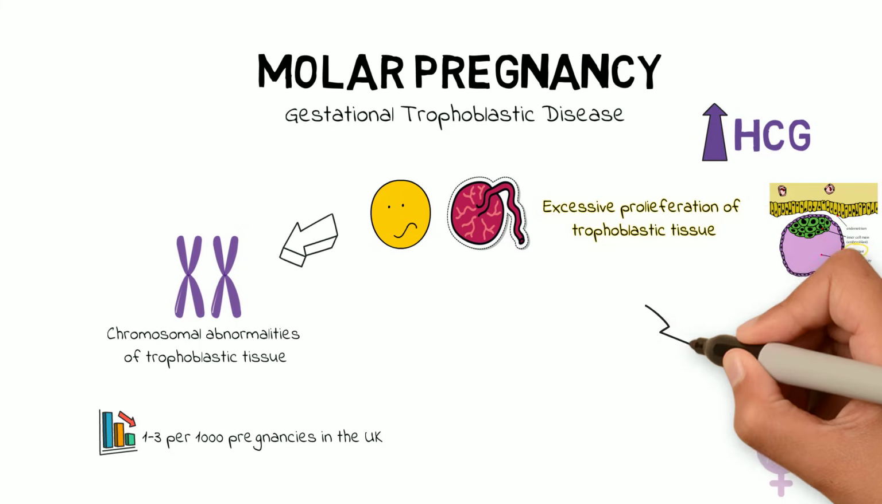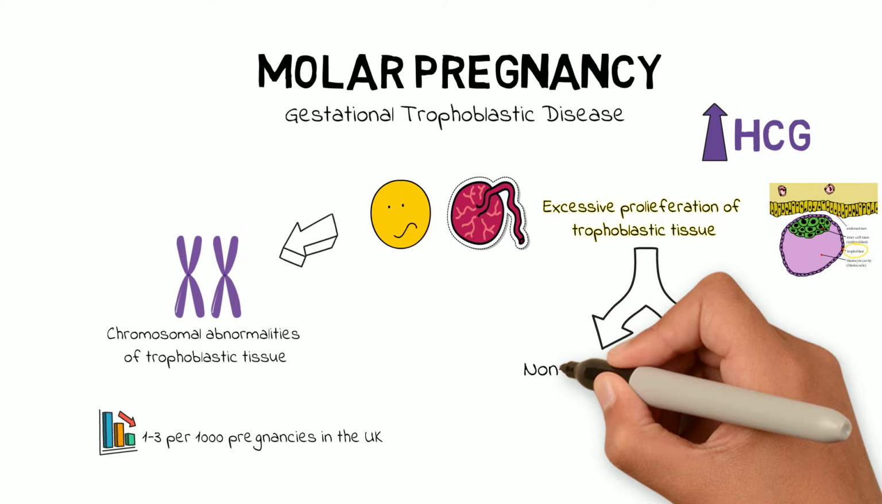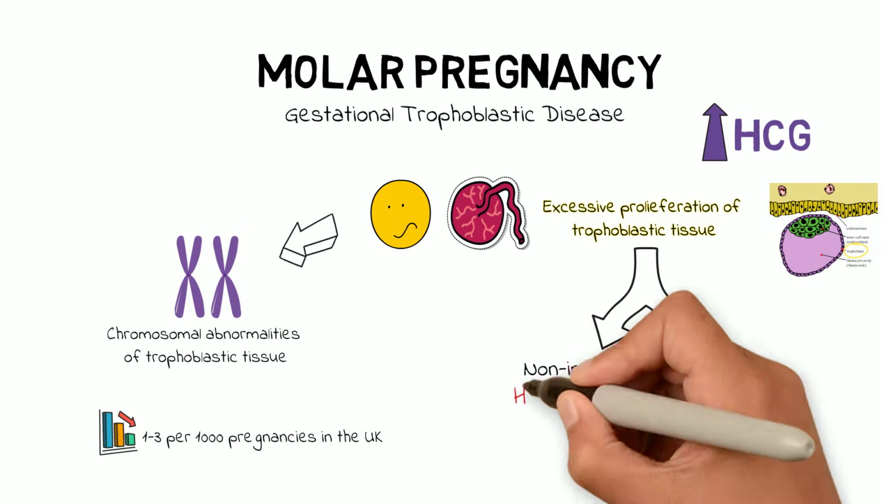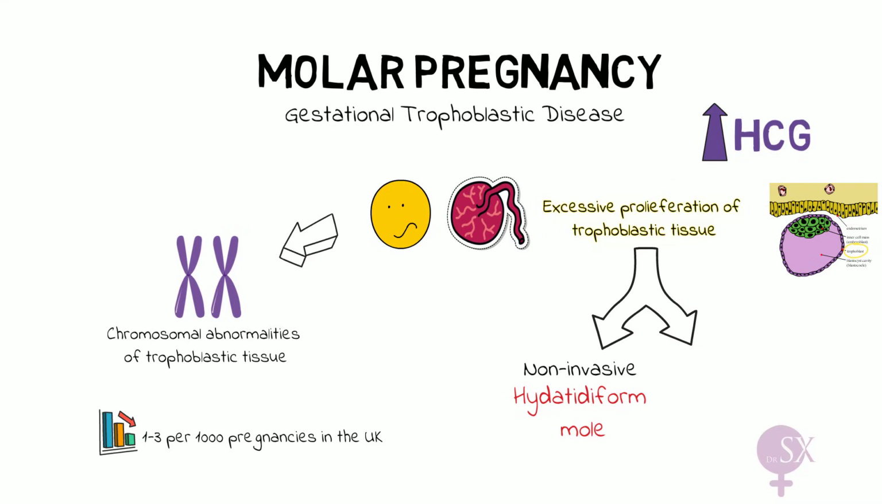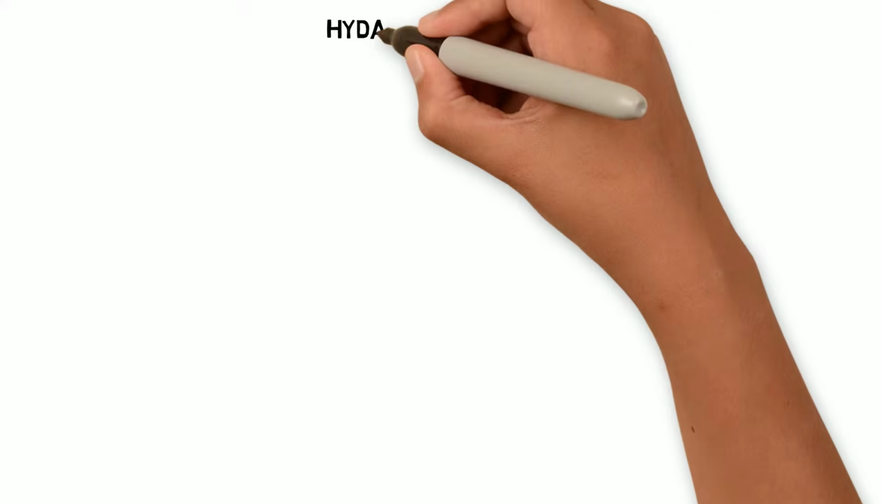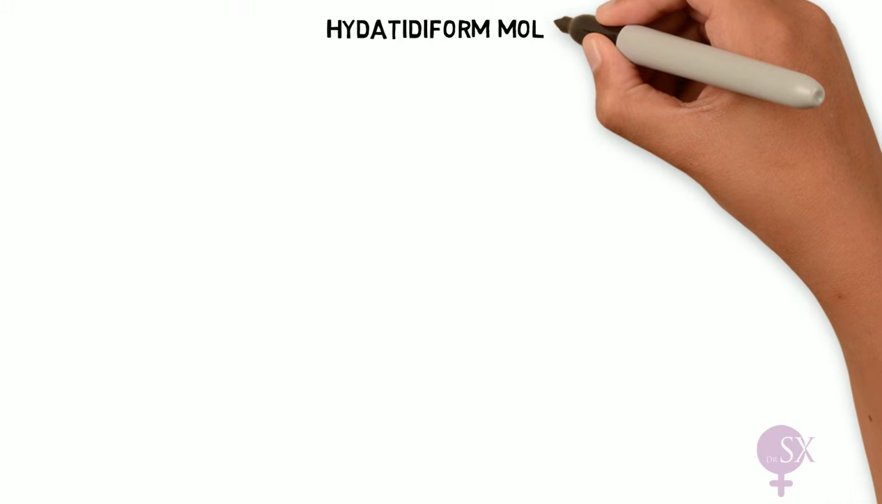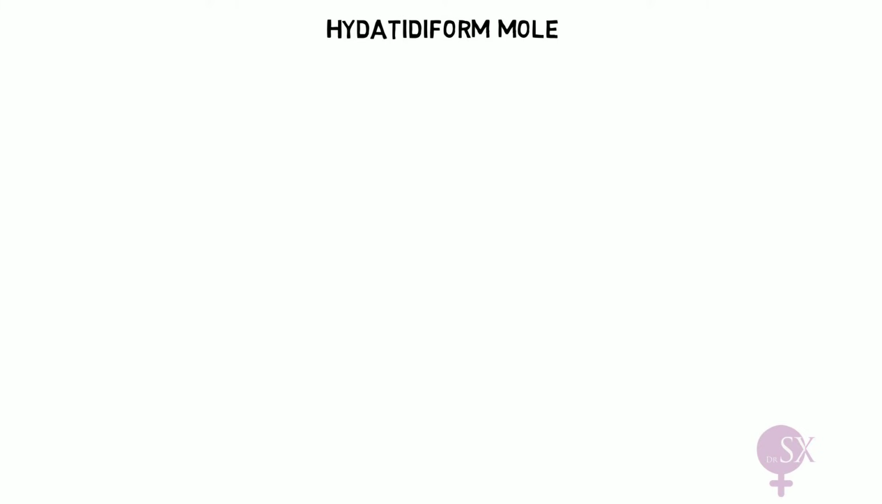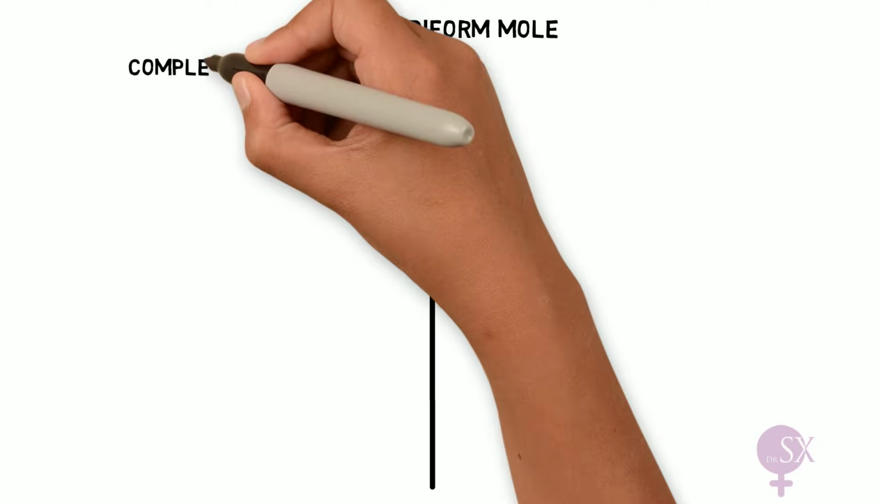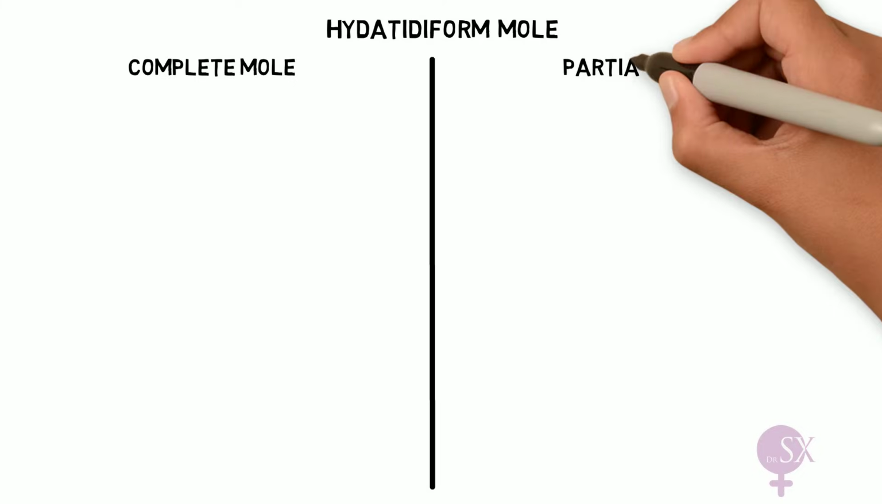Now, this proliferation can be either localized and non-invasive, where it is referred to as a hydatidiform mole, or it can be invasive, resembling malignant tissue. And we shall be looking at these two types in turn. Okay, so we're going to talk about the hydatidiform mole first, which we said is the non-invasive form. So this can be divided into two, the complete mole and the partial mole.